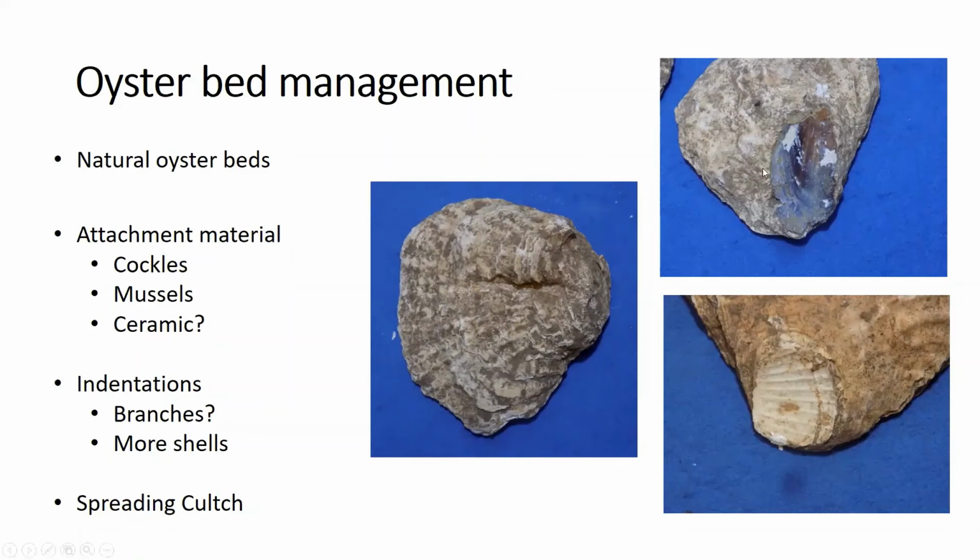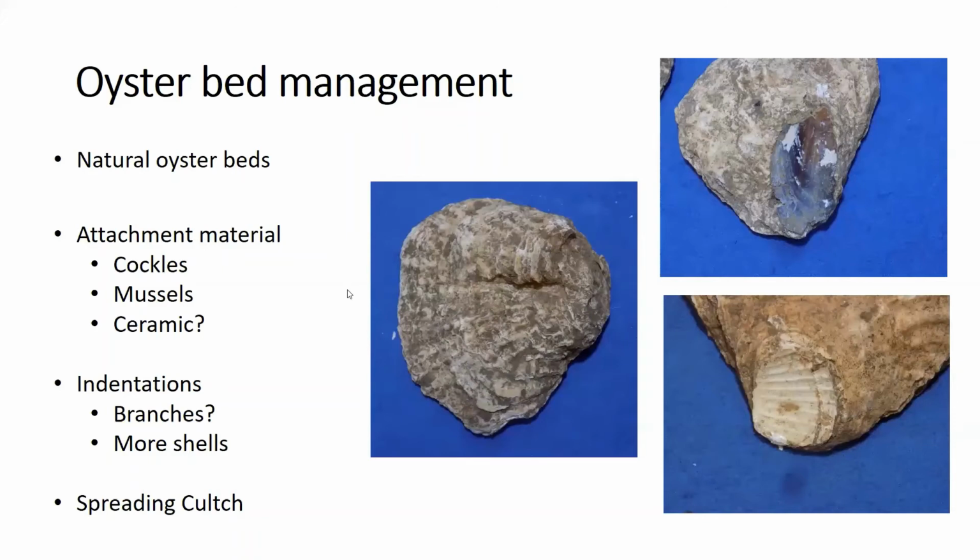However, there was some evidence of exploitation in the attachment materials. So when the oyster larva settles on a place it wants to grow, sometimes the material it settles on becomes attached to the shell because it's cementing itself to it. And we can see here that these shells have been attached to broken up mussel shell and broken up cockle shell. And I had another shell in the group that appeared to be attached to some kind of ceramic material.